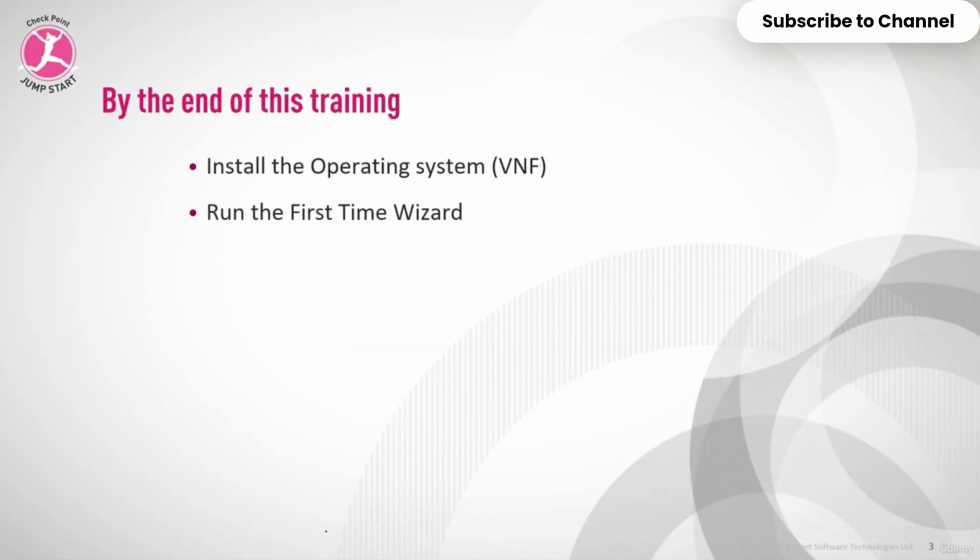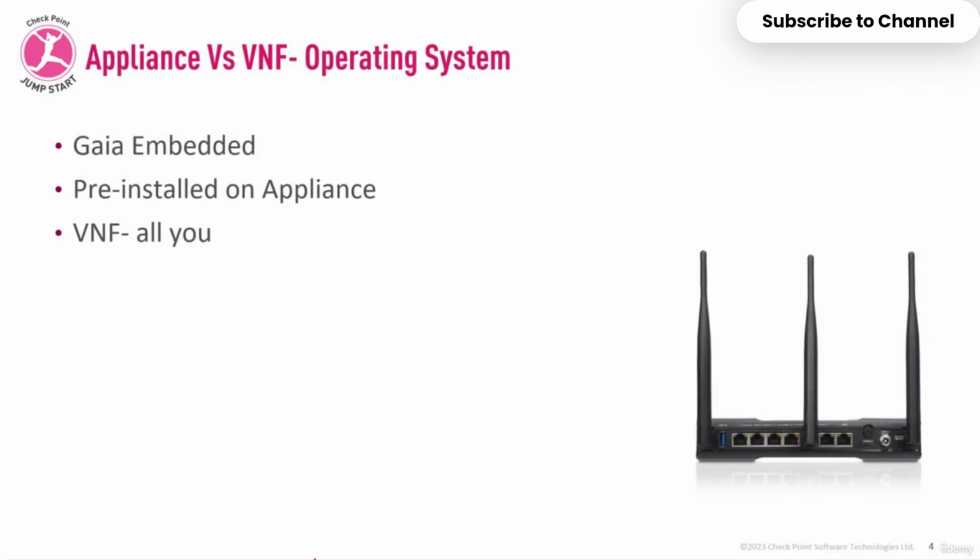Installation. By the end of this training, you'll be able to install the operating system as a VNF and run the first time wizard. If you want to play with Quantum Spark, you can either use it as an appliance, a physical device that's right in front of you and you can actually hear it and touch it and smell it, if that's what you like, or you can use it as a VNF, meaning as a virtual machine. The operating system is going to be Gaia embedded. It's slightly different than the regular Gaia you all know and love.